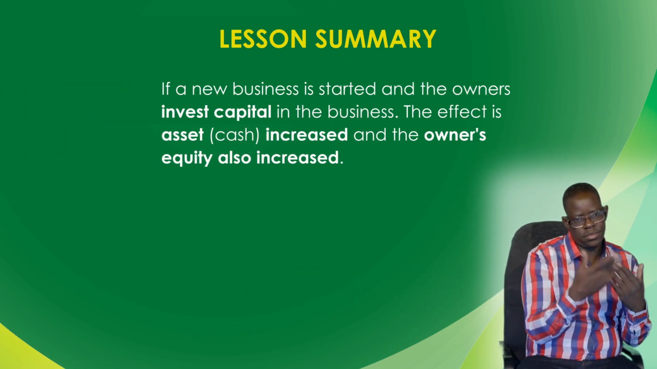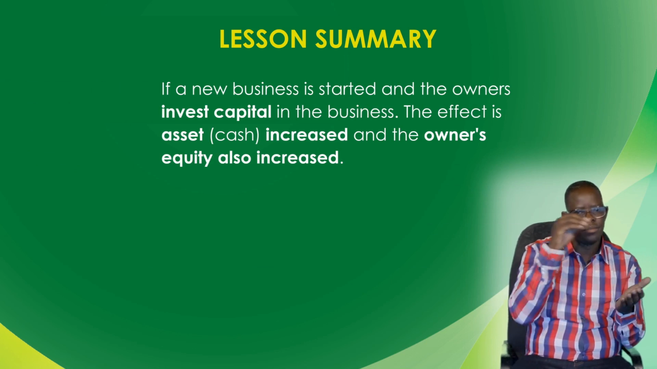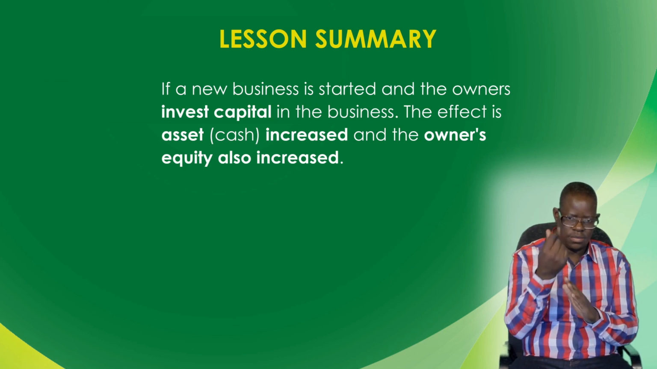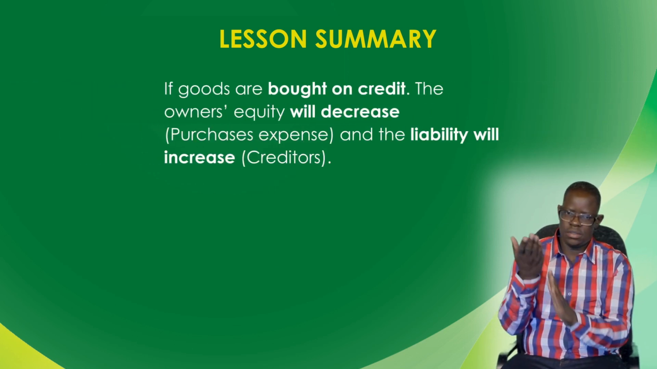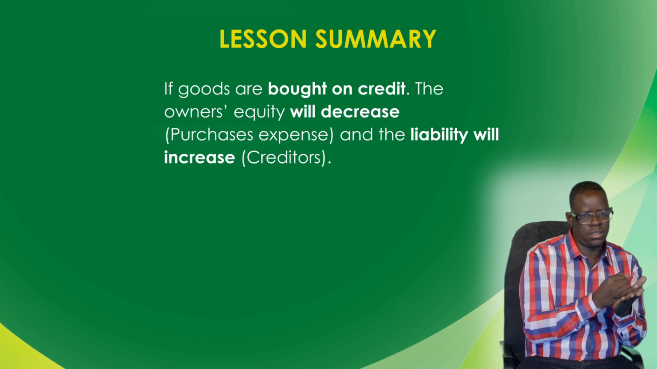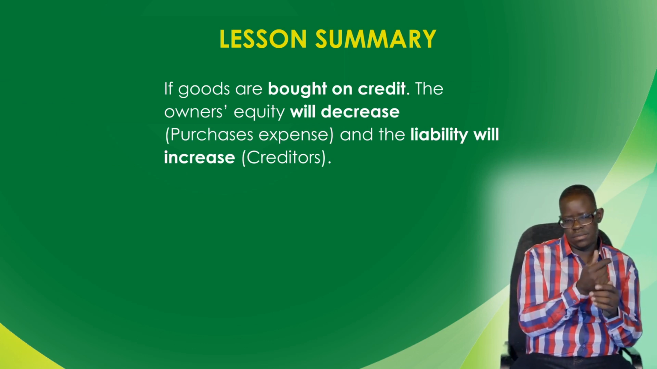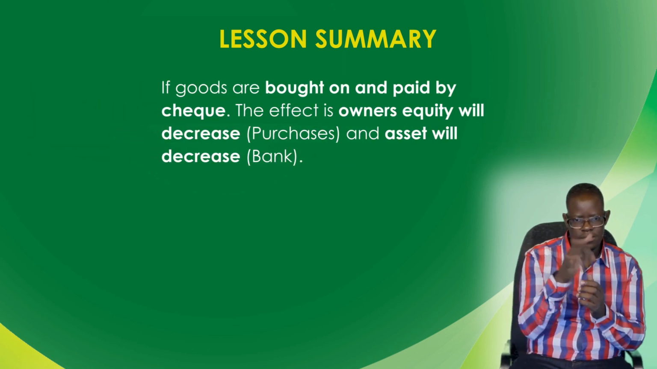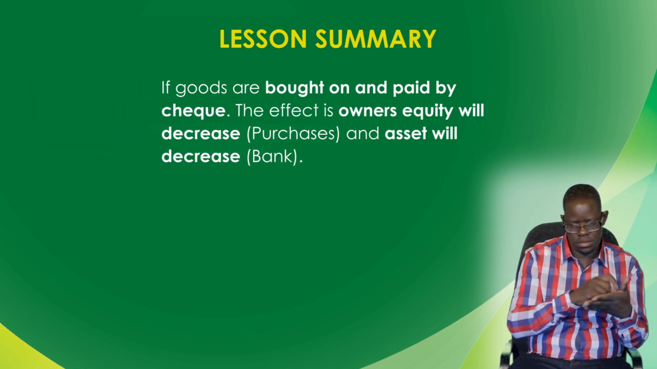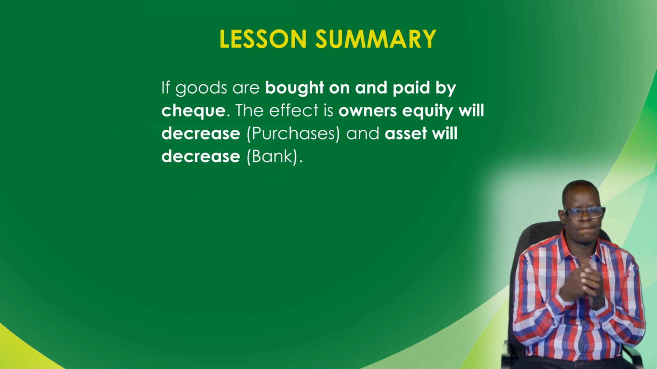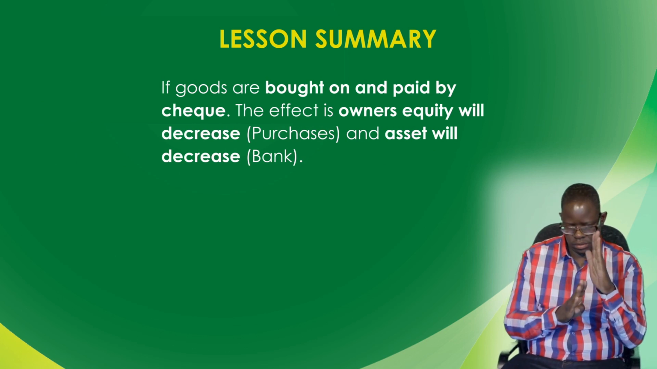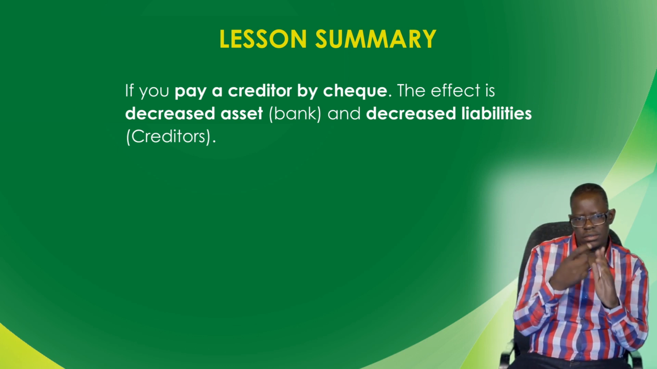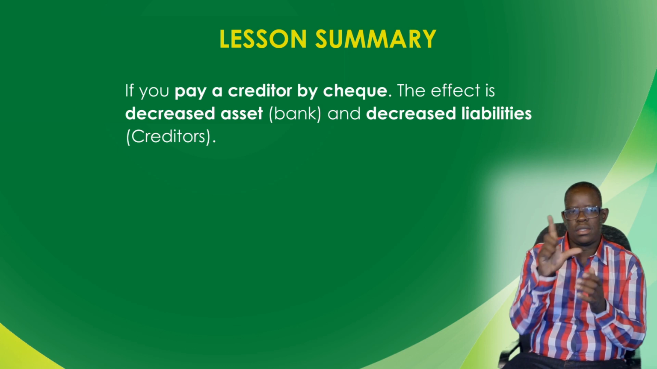If a new business is started and the owners invest capital in the business, the effect is asset, cash, increased, and the owner's equity also increased. If goods are bought on credit, the owner's equity will decrease, purchases expense, and the liability will increase, creditors. If goods are bought and paid by check, the effect is owner's equity will decrease, purchases expense, and asset will decrease, bank. If you pay a creditor by check, the effect is decreased asset, bank, and decreased liabilities, creditors.